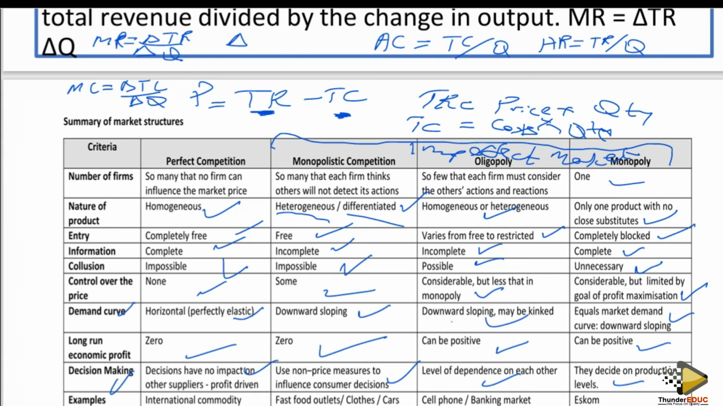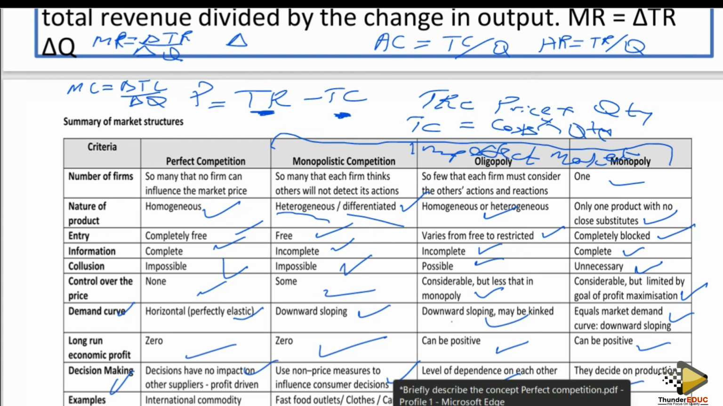So now let's check examples of fair competition. Here in South Africa, we have international commodity markets, oil, gold, farmers, and remember I said you can as well have the Johannesburg Securities Exchange. Under monopolistic competition, we have fast food outlets, clothes, cars. Under oligopoly we have cell phones and the banking market. And under monopoly we have the likes of Eskom.